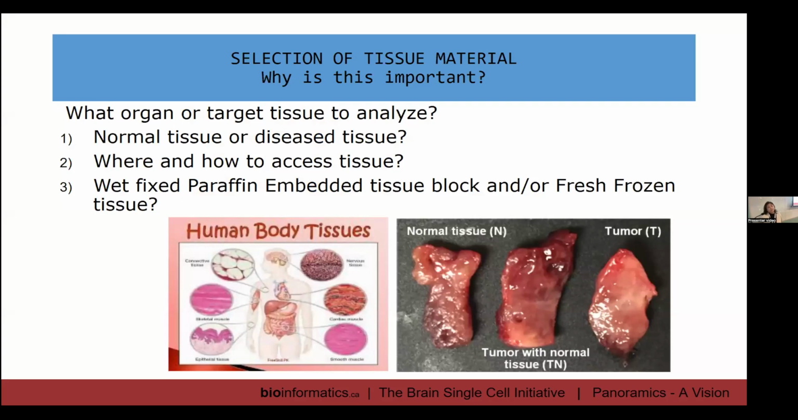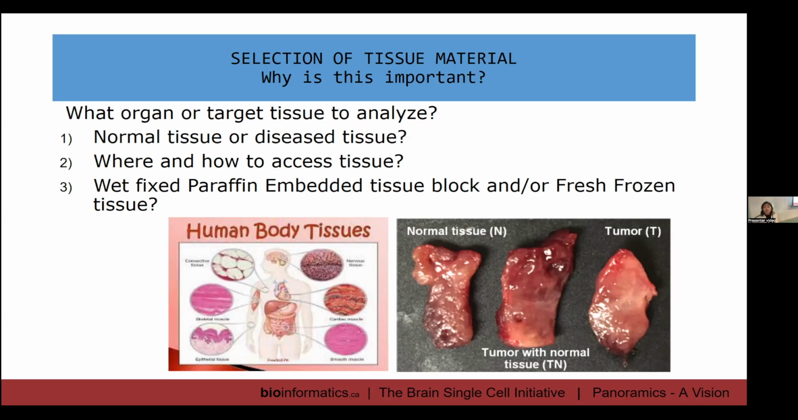So I'm going to echo something that was brought up earlier today by Trevor. And he said that really you need to analyze what it is that you're starting with, what tissue you're going to be working with, what are you looking for. So for histology, what you're going to ask yourself is your selection of tissue material. And why is this going to be important? In the next slides, you'll see why. So you're going to ask yourself what organ or target tissue to analyze. So when you're working with tissues, that's what you're looking at. So you need to ask yourself, are the tissues going to be normal tissue, diseased tissue? Where and how are you going to access this tissue?